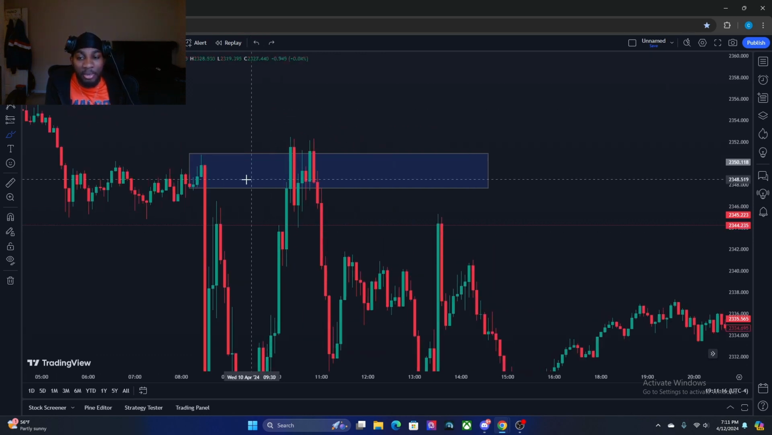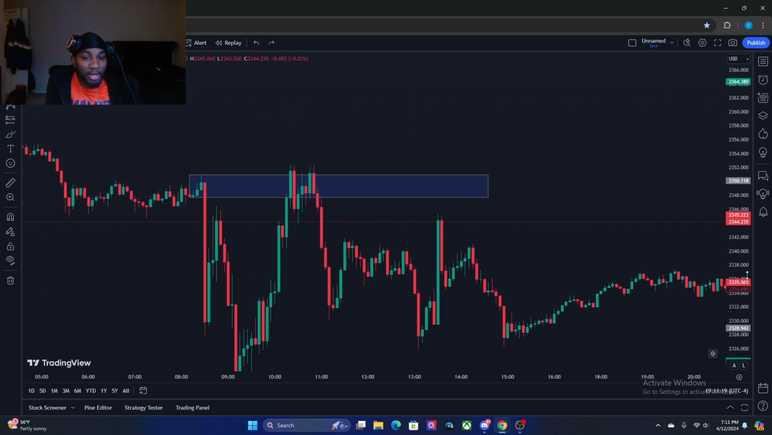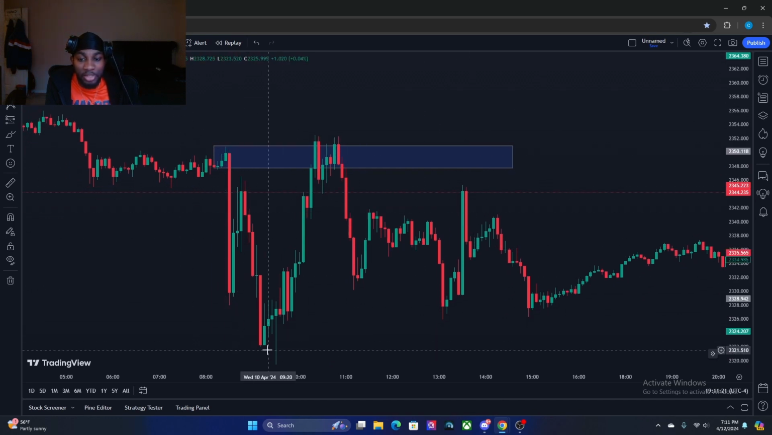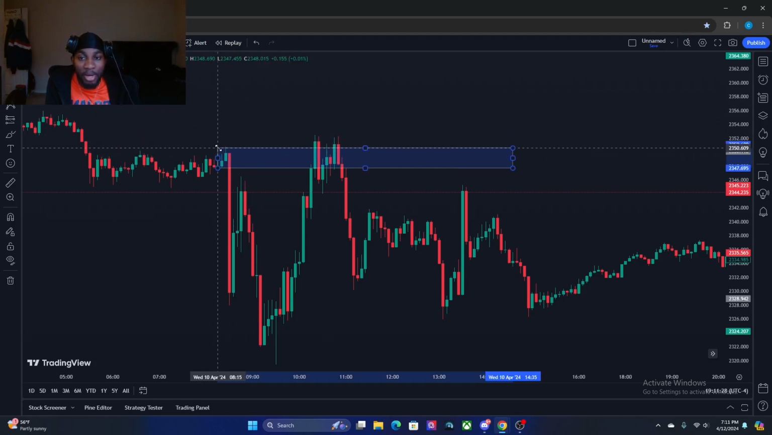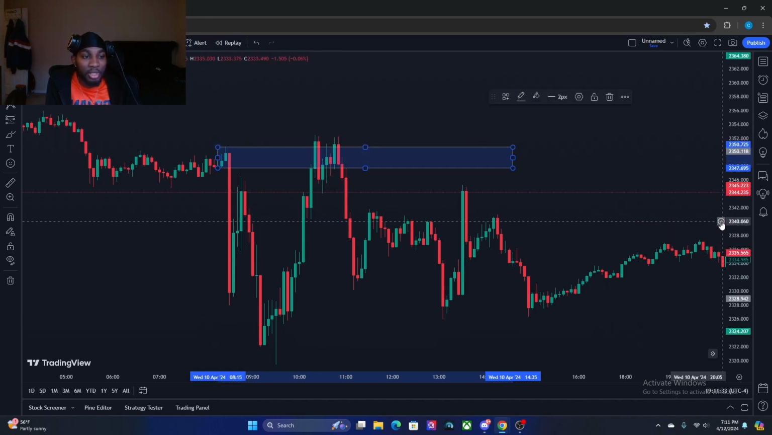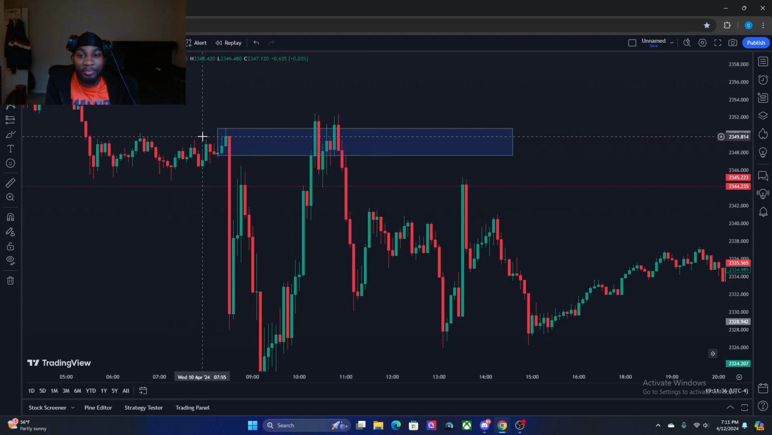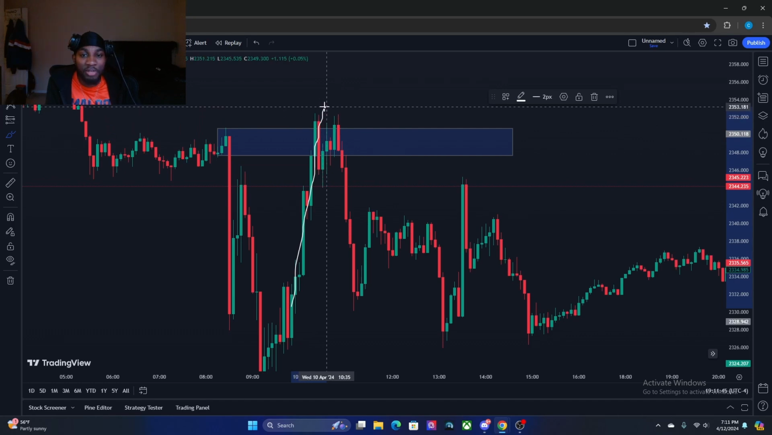Why did the setup become invalid? Because as we had our push down, and as we came back up, we ended up breaking the zone. What I mean by that is we went above it, we broke out of the zone. So technically, if we're breaking out of the zone, it looks like a shift in structure. Okay, so this is pretty much structure being shifted, but it was a fake out at that point in time. You know what I'm saying?